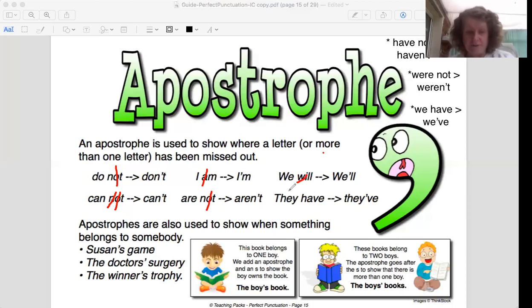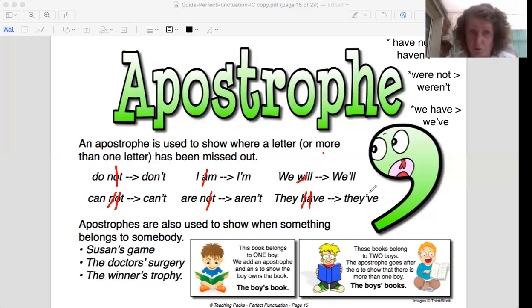And this one is they have. That's squashed together and that becomes they've. Let's see what's missing. So we've got they here, and you've got the apostrophe and V-E. So these two letters here are missing. They've.